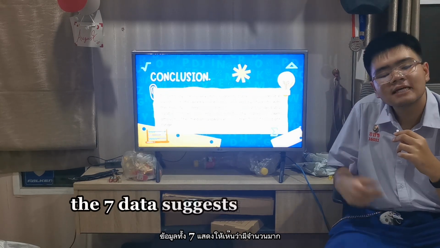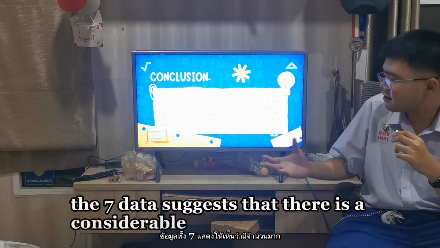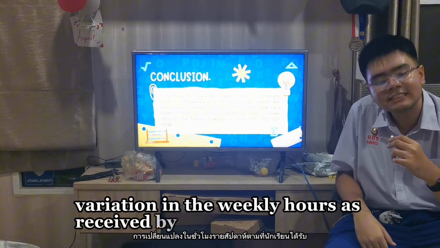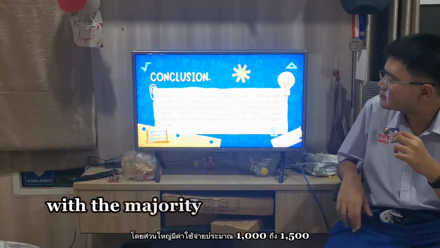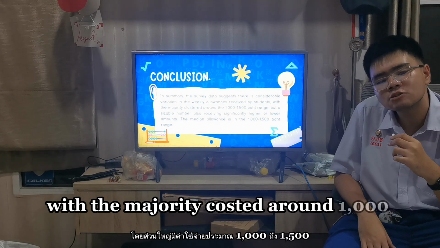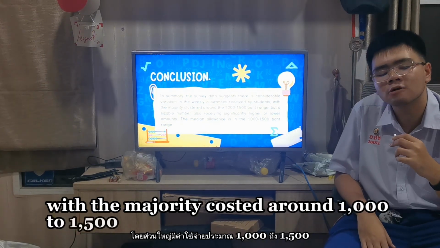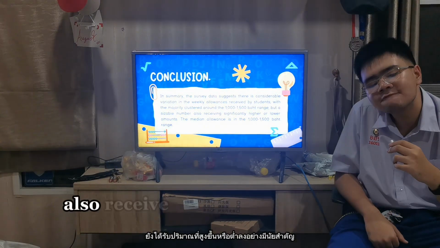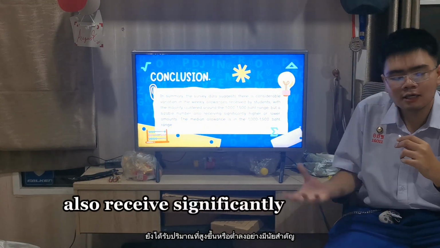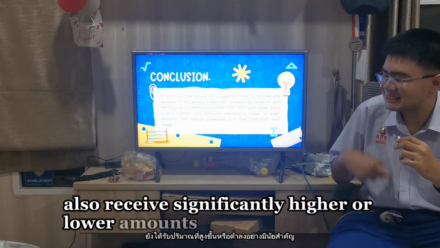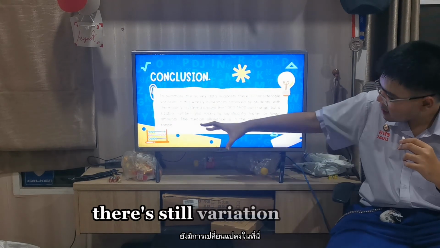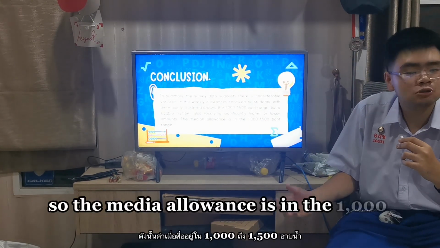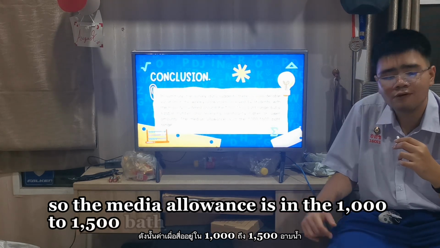The survey data suggests that there is a considerable variation in the weekly allowances received by students, with the majority clustered around the 1,000 to 1,500 baht range. But a sizable number also receive significantly higher or lower amounts. There's still variation in here. The median allowance is in the 1,000 to 1,500 baht range.